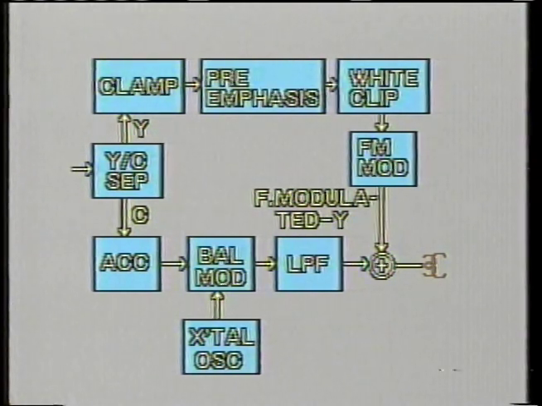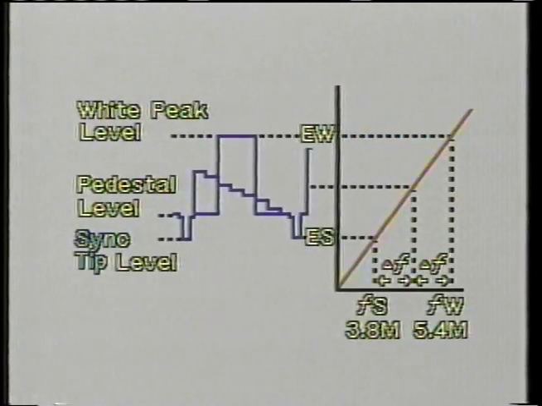Clamp circuit. The clamp fixes the DC voltage at a sync tip. This makes it possible for sync tip carrier frequency FS of the modulator output to be fixed at 3.8 MHz.